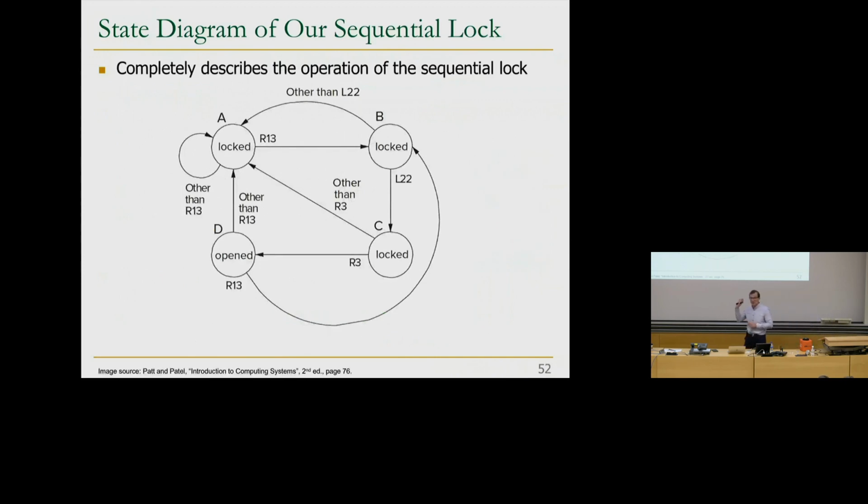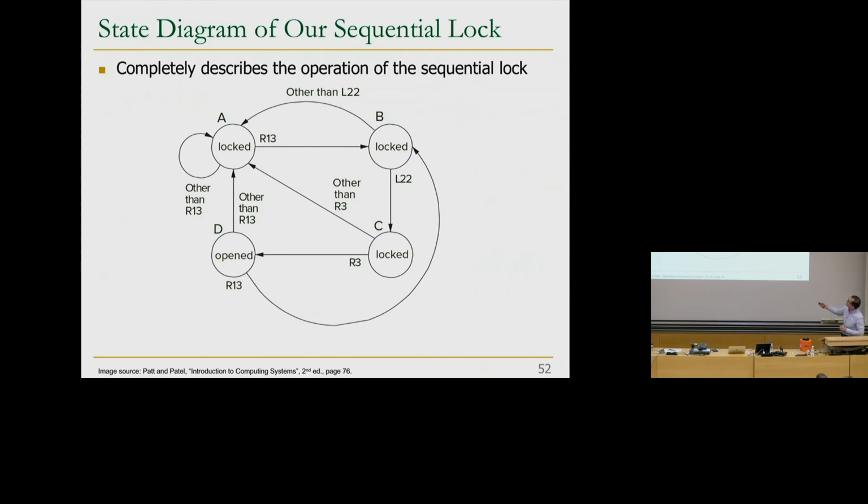And this is the state machine. I don't expect you to read this, but this is actually a diagram, also called a state diagram. Basically, this is a diagram that describes how our lock that I just described operates. This is state A, state B, state C, state D. You can see that the output is different. It's either locked or unlocked or opened. And based on the inputs that you get, you transition between states.